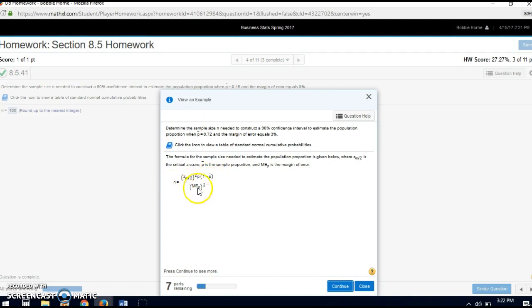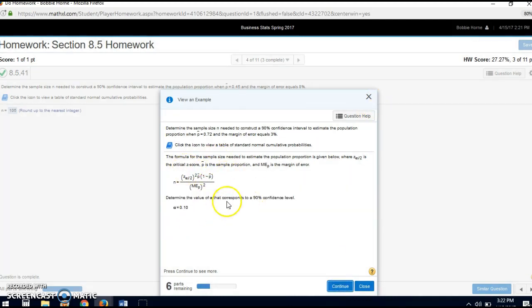On the bottom, we want the margin of error, and it is 0.08. You definitely want to make sure you put 0.08 and square it. Okay? Once you multiply up here and then divide by the bottom, you will get 104.64 rounded up to 105. And that's pretty much it.